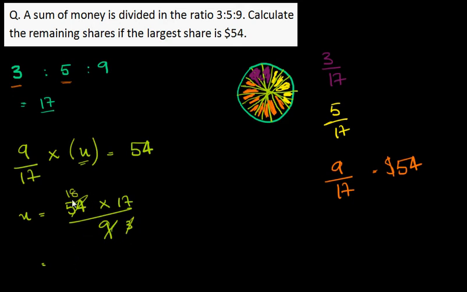And we can further simplify this. So it's 3 1s are 3 and 3 6s are 18. So 6 multiplied by 17, which is 6 tens are 60 and 6 sevens are 42. So 60 plus 42 is 102. So this is the total sum of money that is being divided.